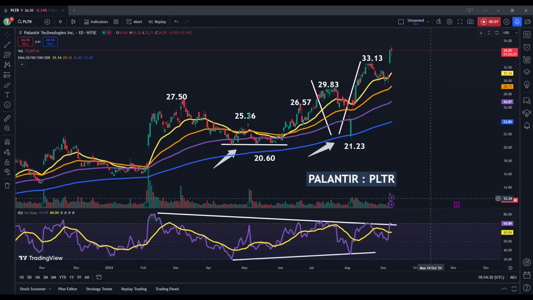We have the current stock market analysis for Palantir Technologies Incorporated, stock ticker PLTR.